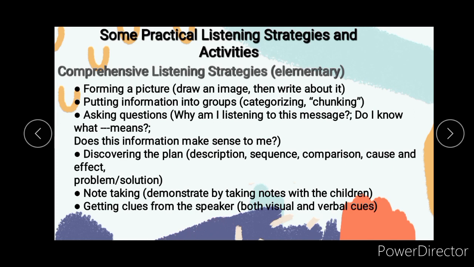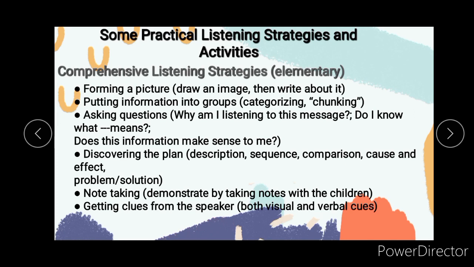Some practical listening strategies and activities. So here we have comprehensive listening strategies that are usually used in elementary. Of course, since elementary, forming a picture is one of the strategies. So, we can draw an image, then write or describe what the image could be.